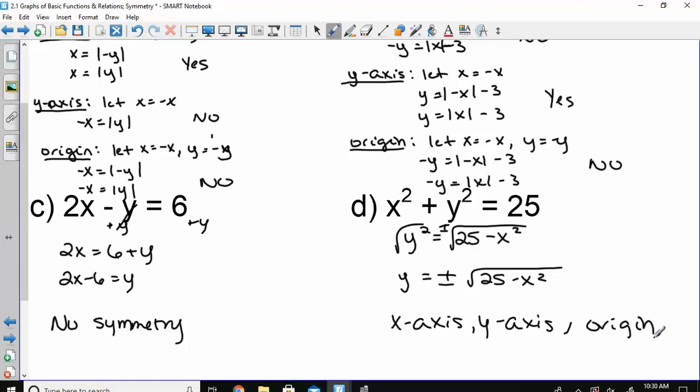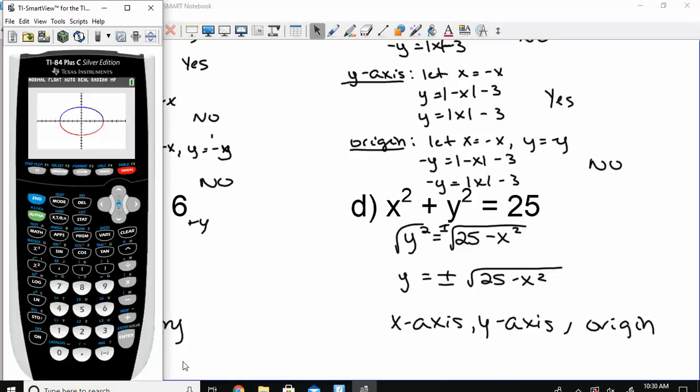How do you put x squared into the calculator? You can either use the little square button right there, or you can do it to a power of 2. Either way. So you have to enter both the positive and the negative in that case. So you can do them by hand, or you can do them on the calculator.